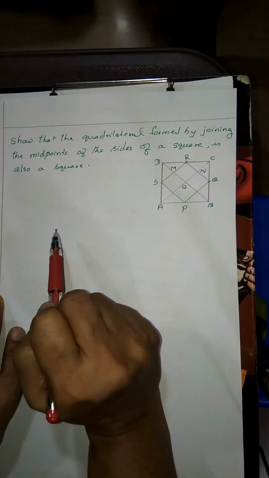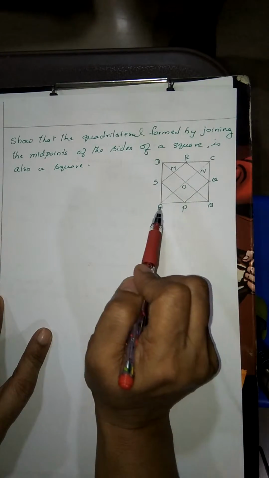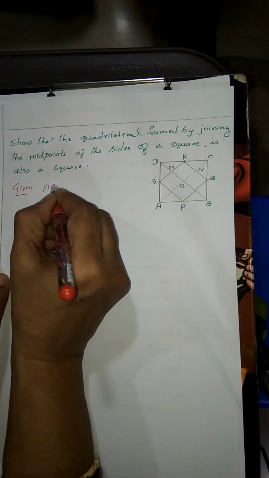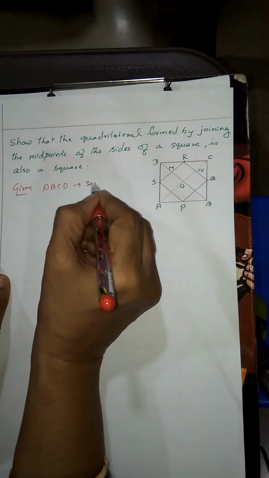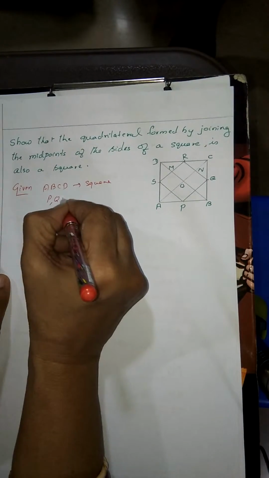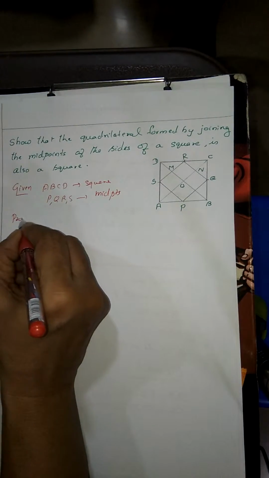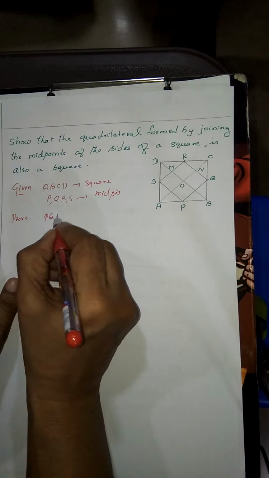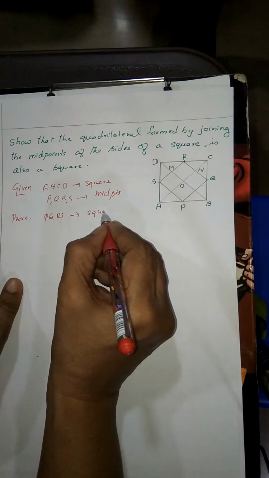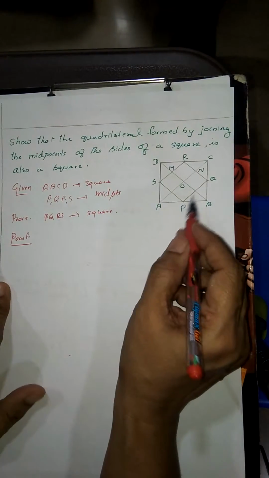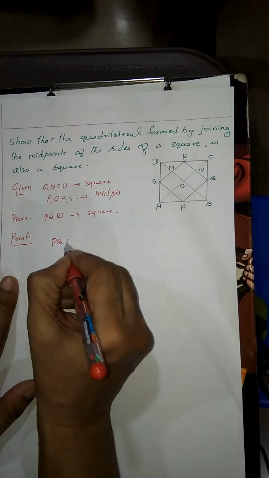Show that the quadrilateral formed by joining the midpoints of the sides of a square is also a square. So given ABCD is a square. PQRS are midpoints. Now you have to prove PQRS is also a square. So again we have to first prove PQRS is a parallelogram.